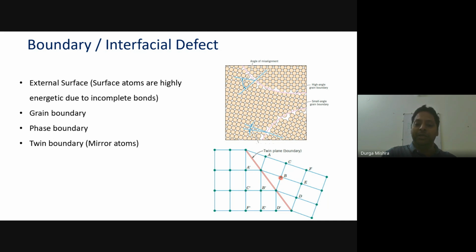B prime is a mirror image of B, and so on. F prime is a mirror image of F. E prime is a mirror image of E. D prime is a mirror image of D. So you have a mirror image of the atoms about this boundary. So that is why it is called a twin boundary.